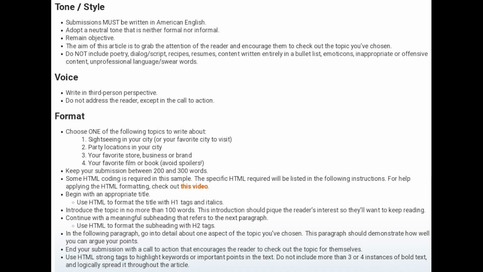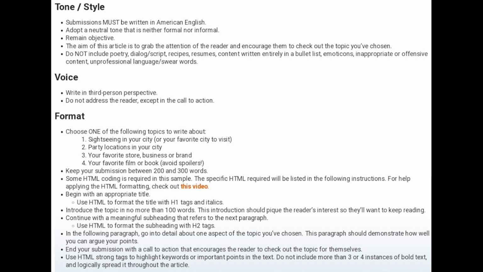In other words, write like a professional. Now, it's okay to use some bullet lists. It depends on the topic that you're writing about. Just make sure that if you do, it makes up a very small portion of the writing sample, because you only have between 200 and 300 words to write this piece. So if you fill it up with bullet lists, they're going to reject it.